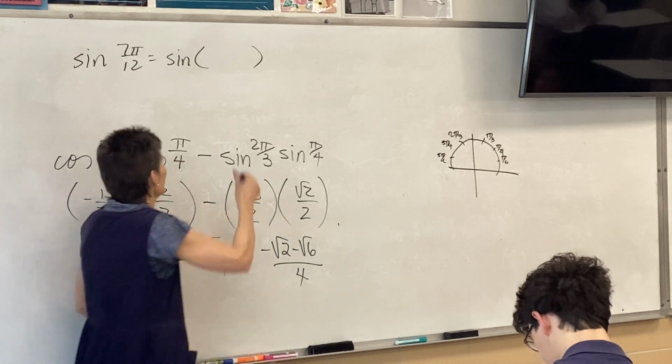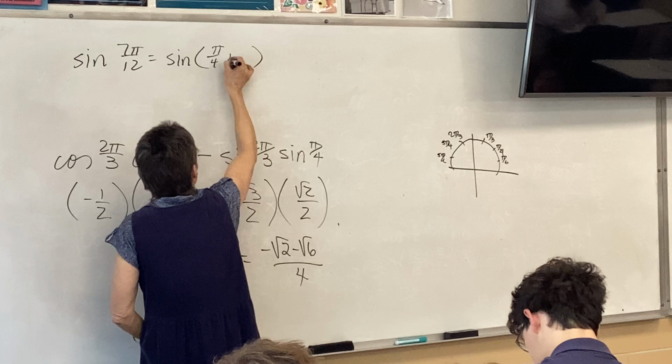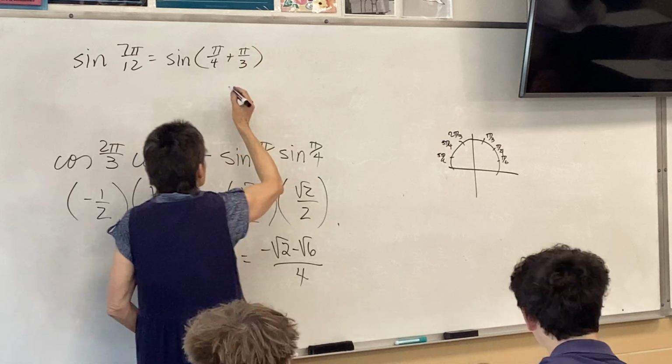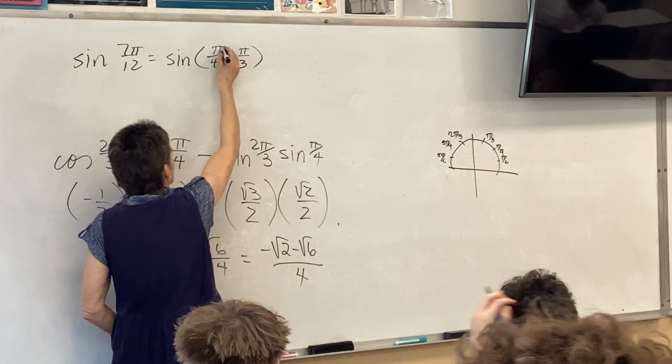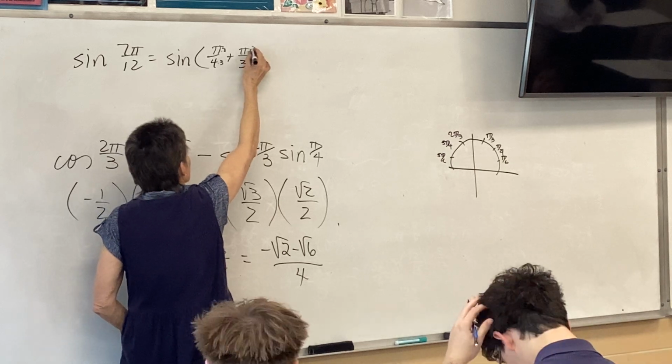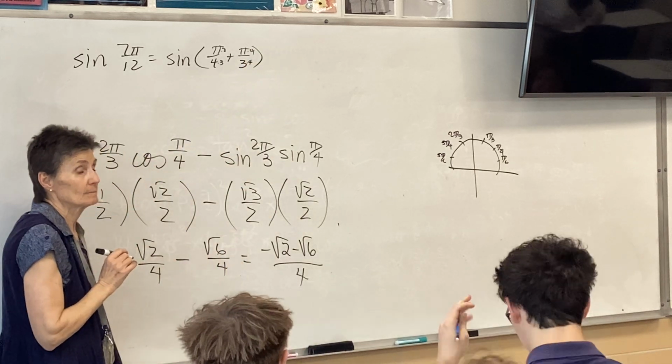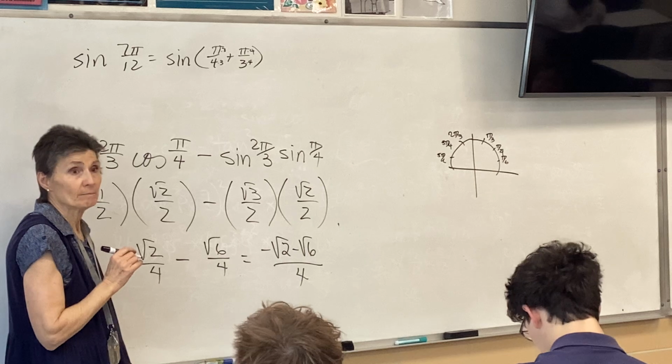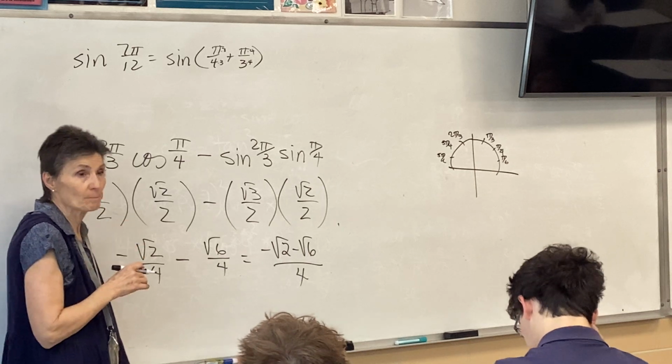Come up with something? Pi over 4 plus pi over 3. Does that make 7/12? I'm going to add it. It's a great option. Not the only option, it's a great option.